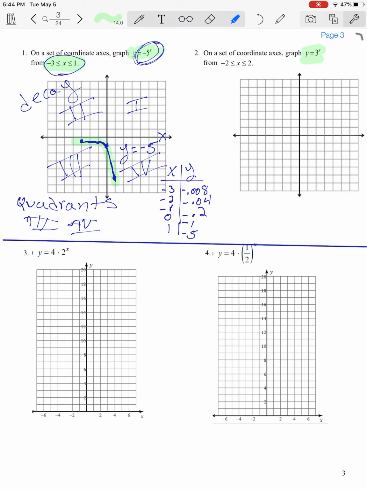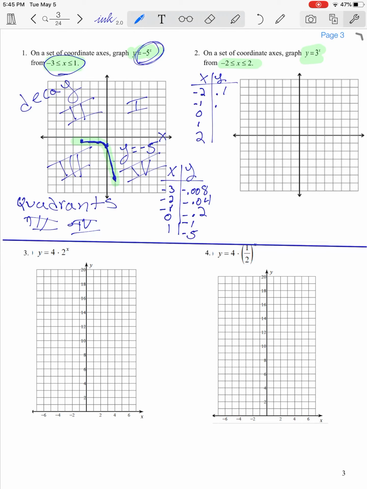Next question. And hopefully you did this. On the set of coordinate axes, graph y equals 3 to the x. So you plug that in the calculator. This is going to tell me what to graph it in between. So I do not need to use arrows. No arrows. So when I put that in the calculator, I'm going to get my table. I'll put it up here. And I'm going to graph it between -2 and 2. -2, -1, 0, 1, 2.